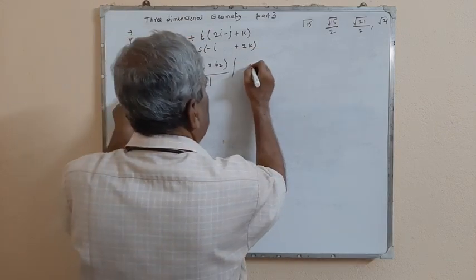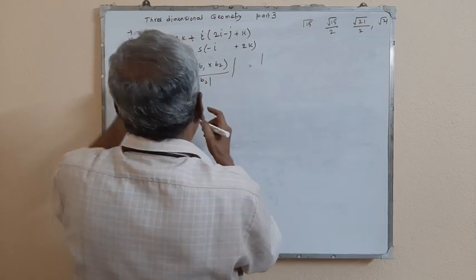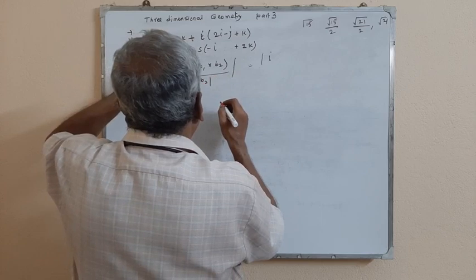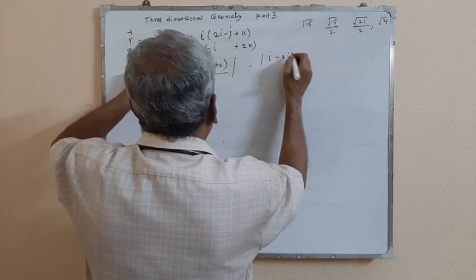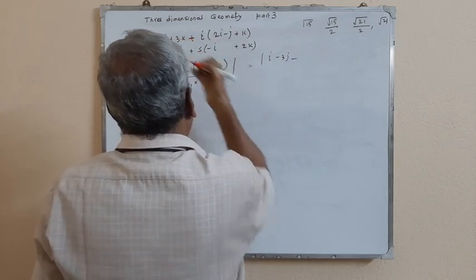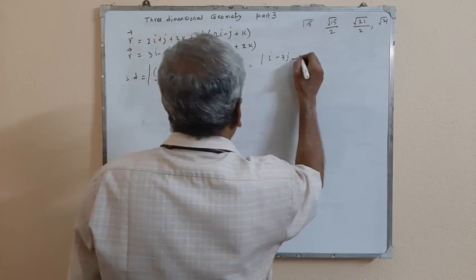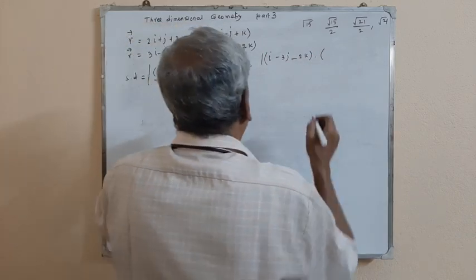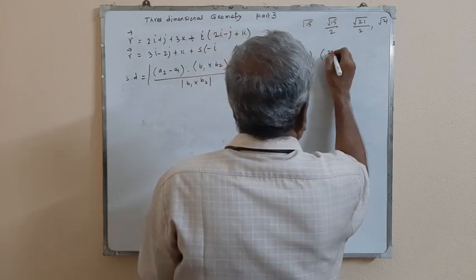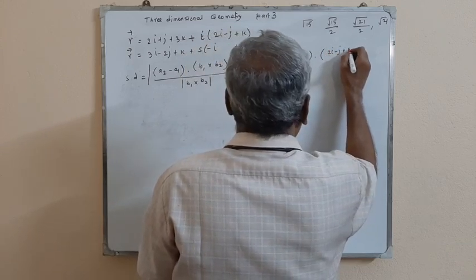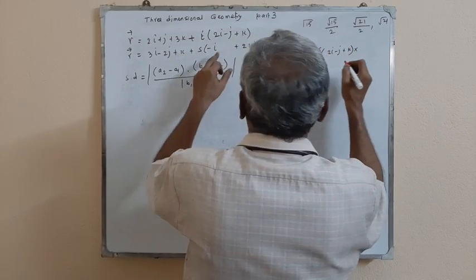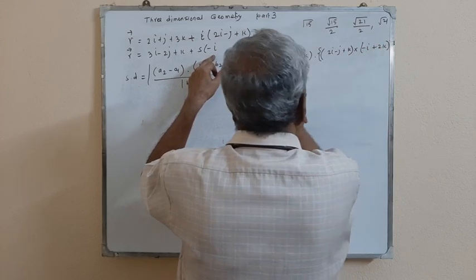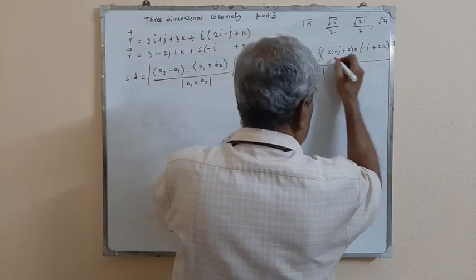So shortest distance is equal to a2 minus a1, 3 minus 2 into i, minus 2 minus 1 into j, minus 3, this is k minus 3k, minus 2k, dot b1 cross b2. b1 is actually 2i minus j plus k cross minus i plus 2k, divided by modulus of this thing.